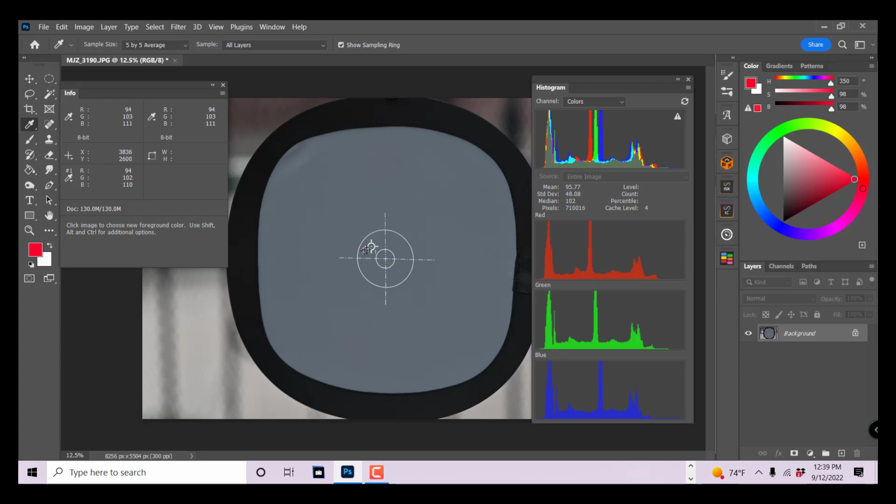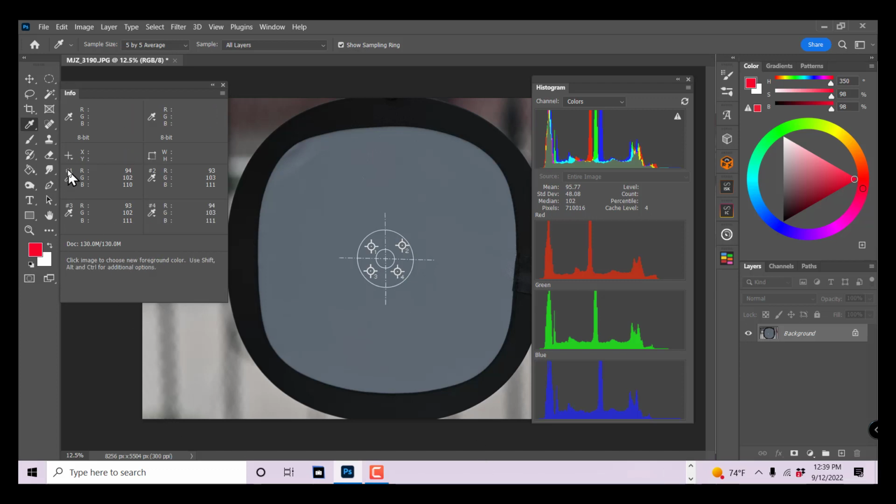So now, even if I take the cursor off the gray card, that's marker number one, it just stays at a steady state. So it shows what is right under that marker is 94, 102, 110. You can actually drop up to four markers, anywhere you choose. And so now you see I have marker one, marker two, marker three, and marker four. One, two, three, four. All right.